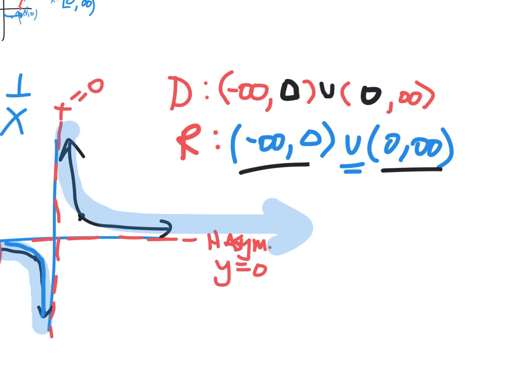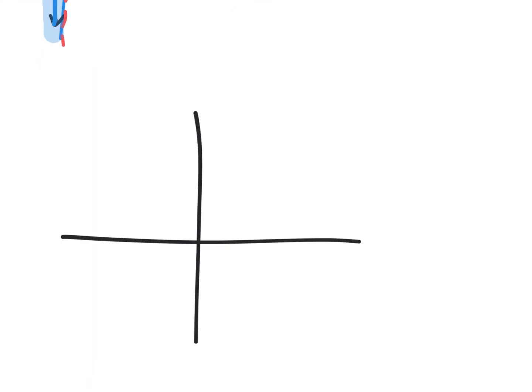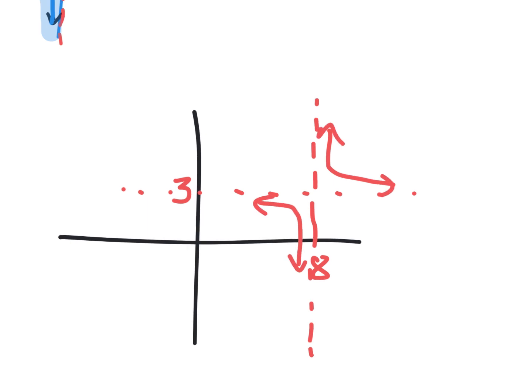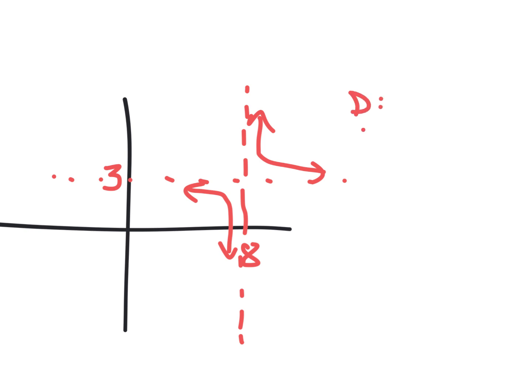All right, that was hard, I know. Now I have to make it even more complicated. Let's move it up a little bit and over a lot. Let's say it goes over 8 and up 3. Now it's graphed here. Now what's the domain and the range?